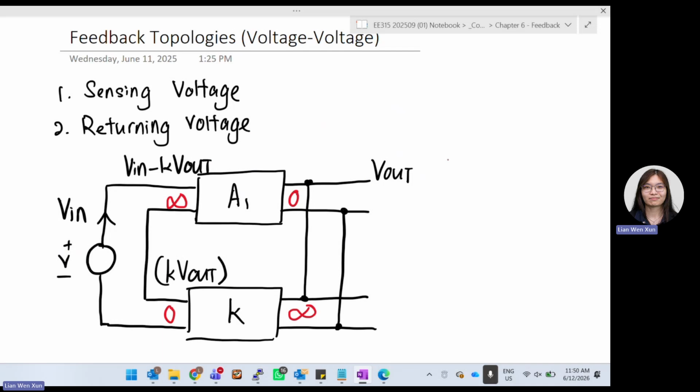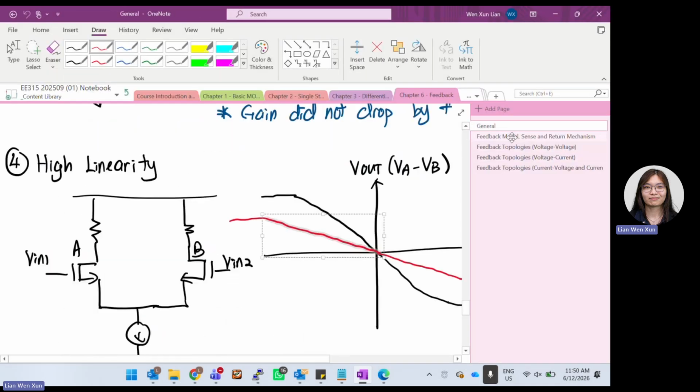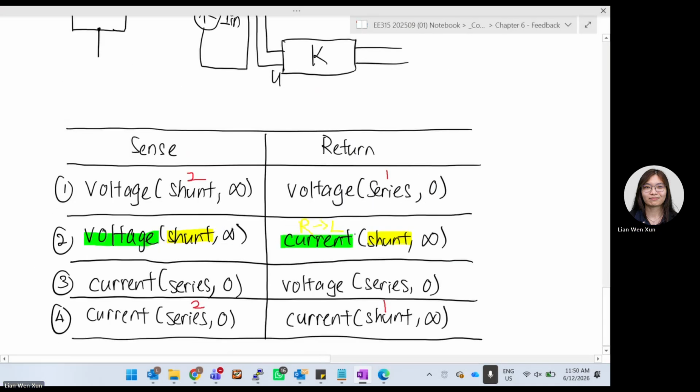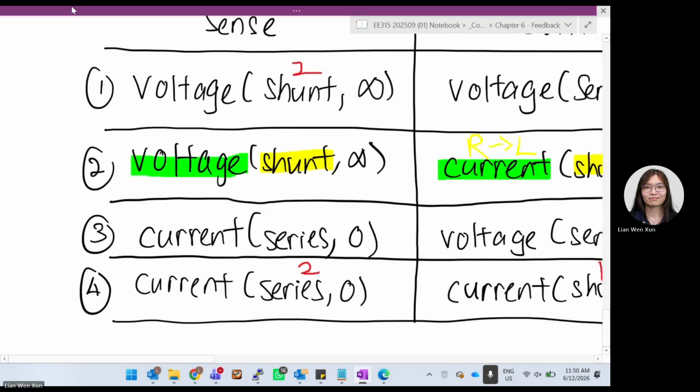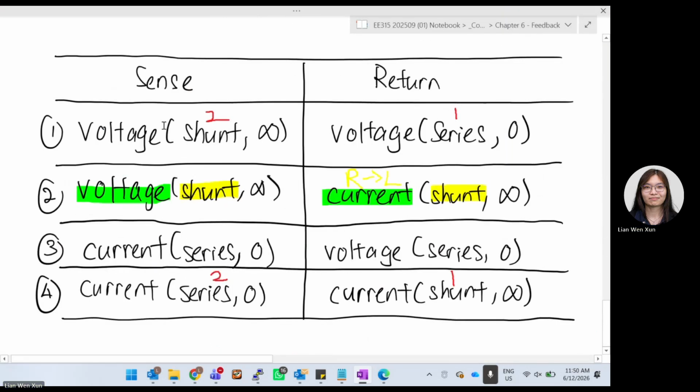But this circuit, another term, we also call it a series parallel, series shunt network. So you can see from my last table, we are sensing voltage, returning voltage. It's a voltage feedback system. We also call it a series shunt network. So from left to right, we read the name series shunt feedback network.